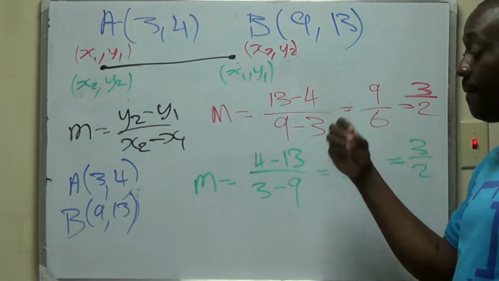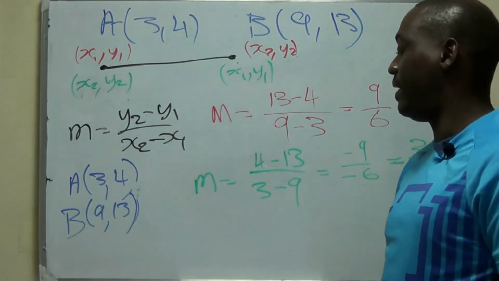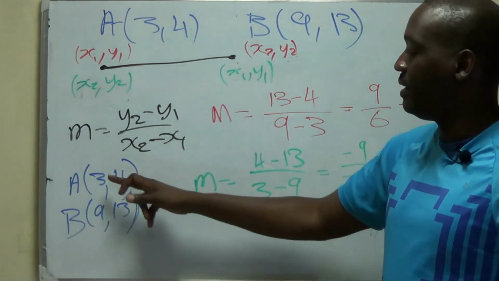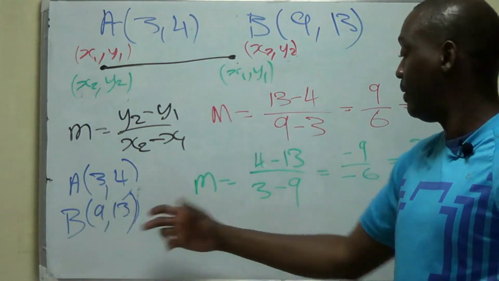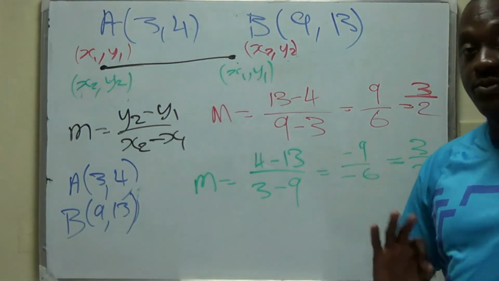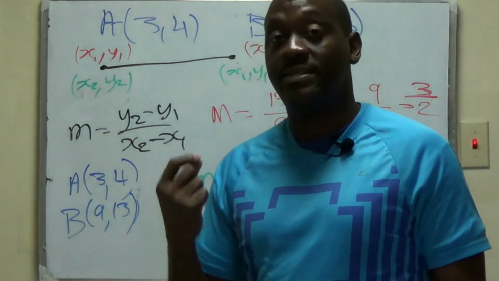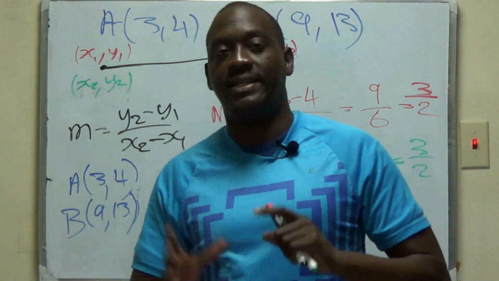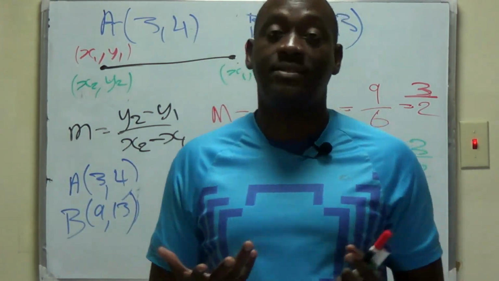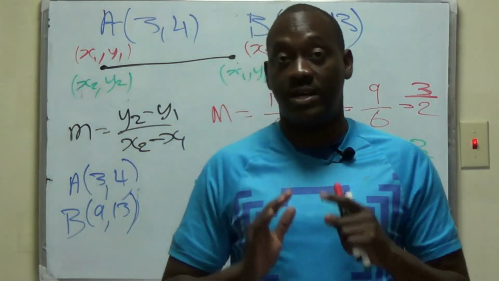Or you can do it the other way and say that the gradient will be (4 − 13) divided by (3 − 9), which is what we have here in green. Any way you choose to do it, the gradient will be the same, so long as you take care with your signs. So we're going to do one now with negative coordinates, just to drive the point home a little further.